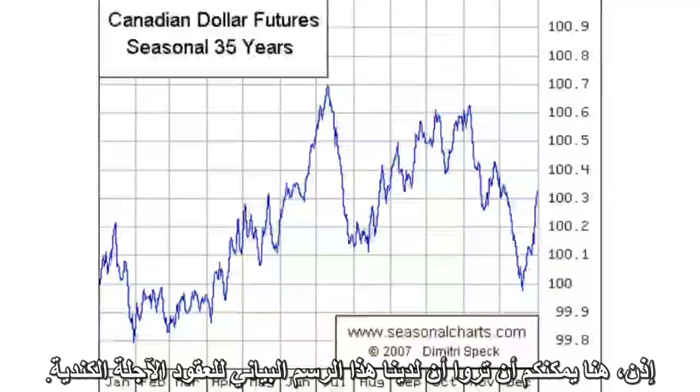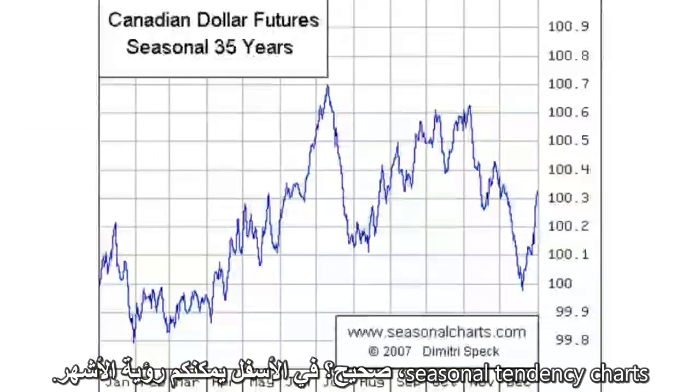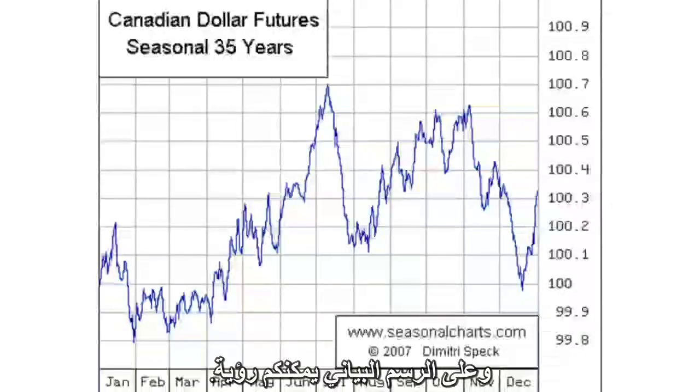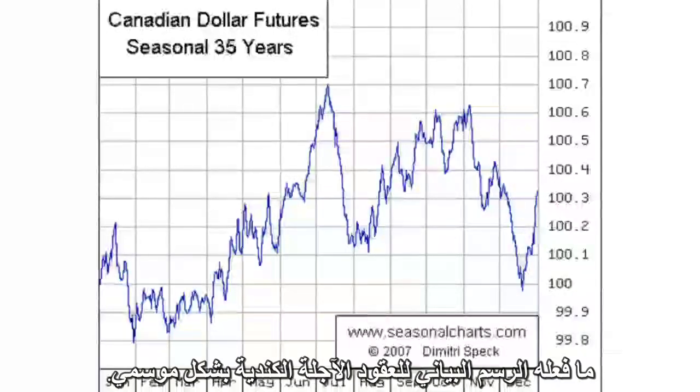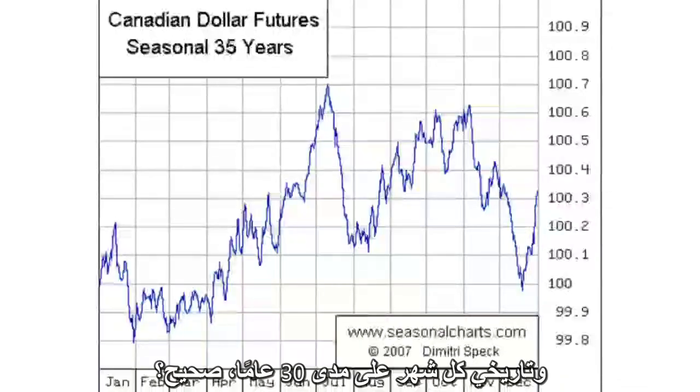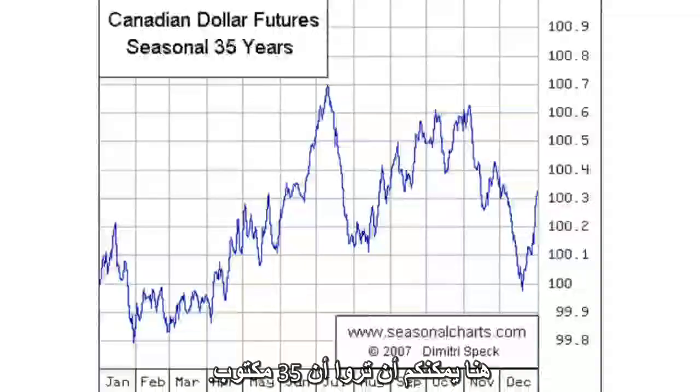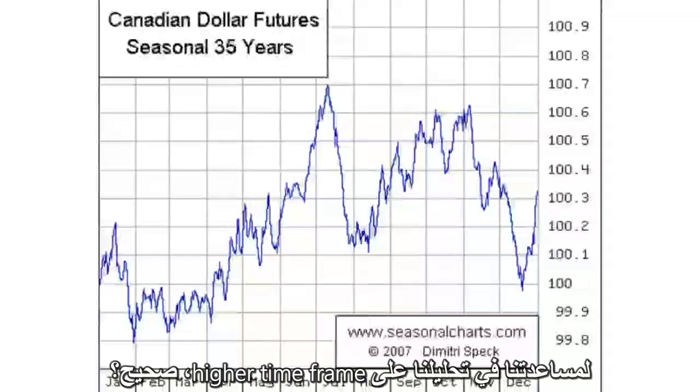So right here you can see that we've got this Canadian futures seasonal tendency chart, right? On the bottom you can see the months, which is our time of the year, and on the chart you can see what the Canadian futures chart has done seasonally and historically each month over a period of 35 years, as written right here. They've gathered data from the last 35 years and summarized it into this one chart, and now we're going to be using this seasonal chart to assist us in our high time frame analysis, right?